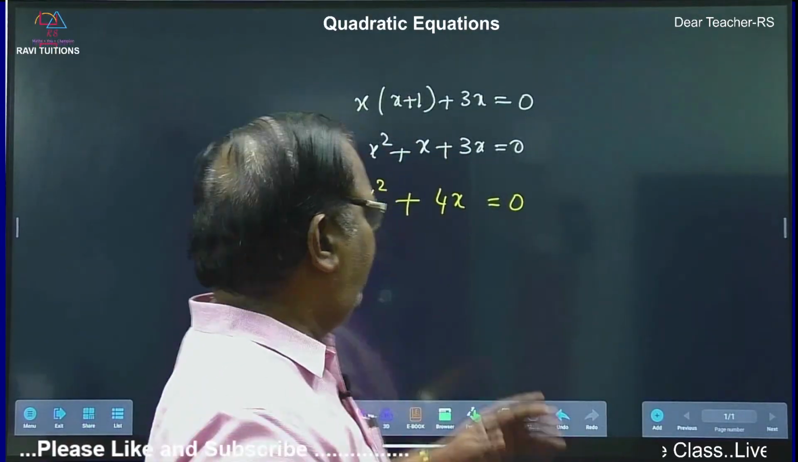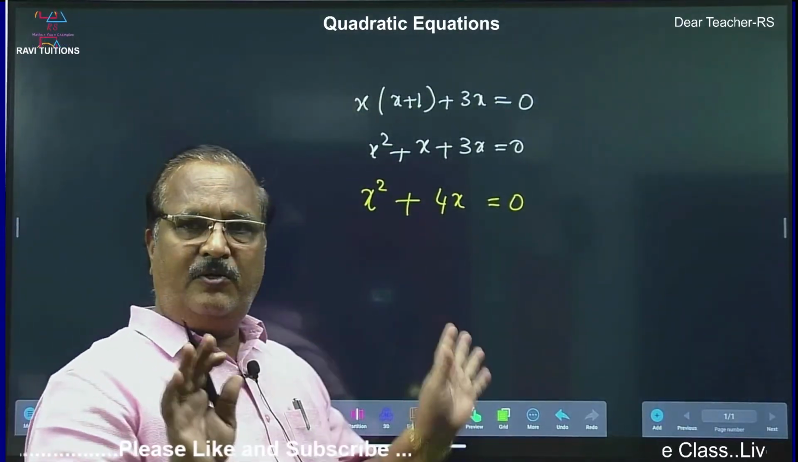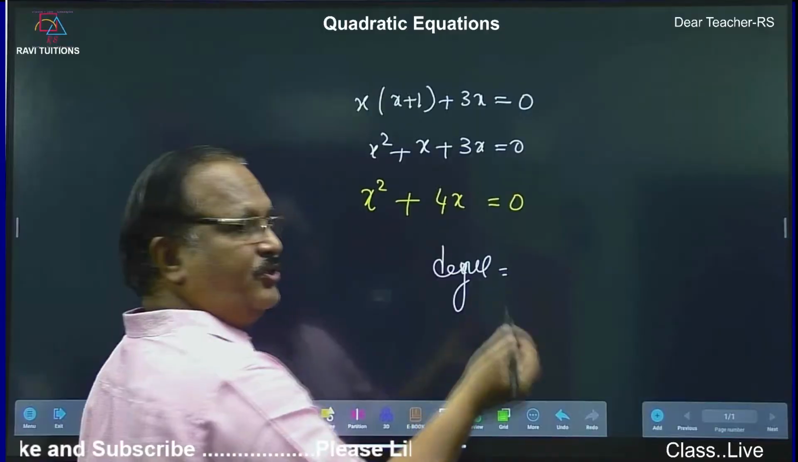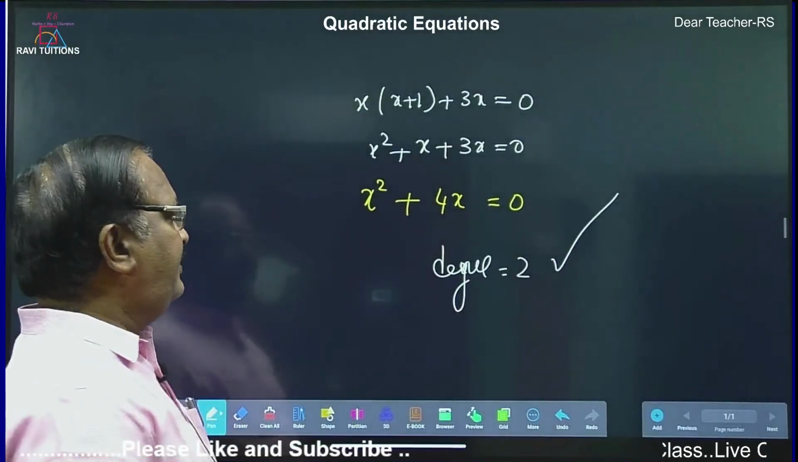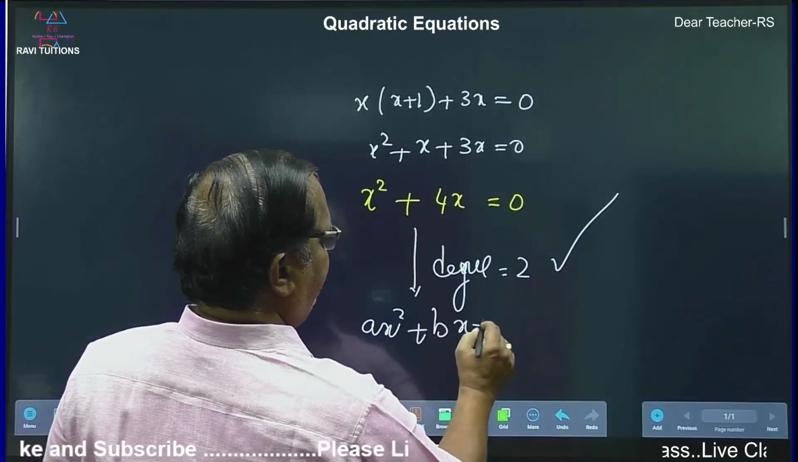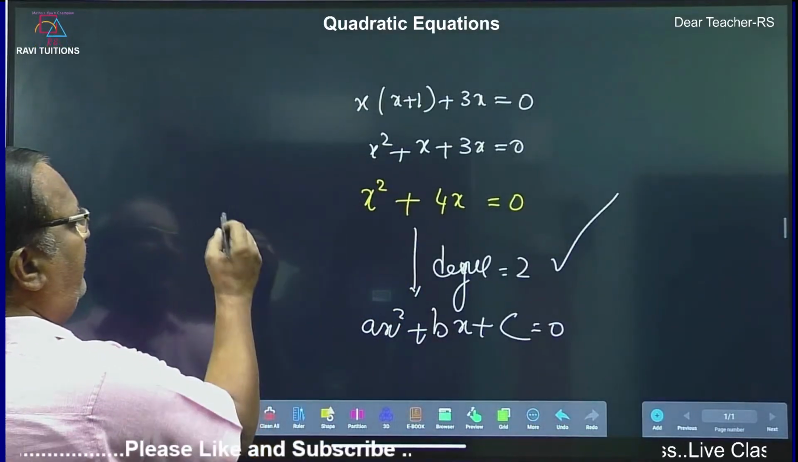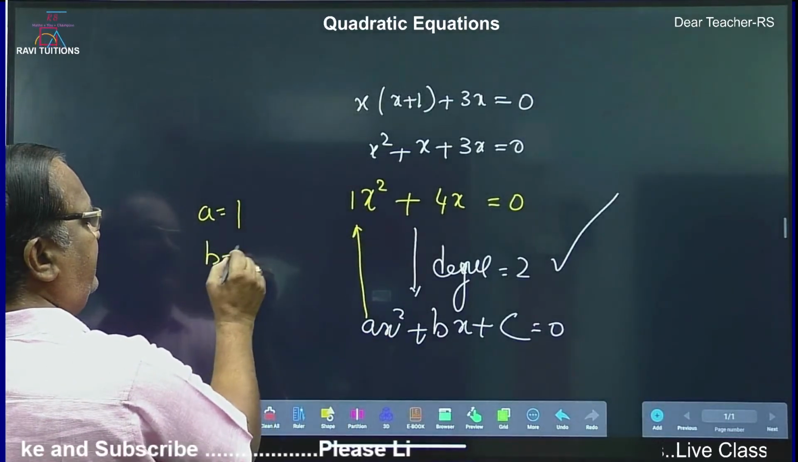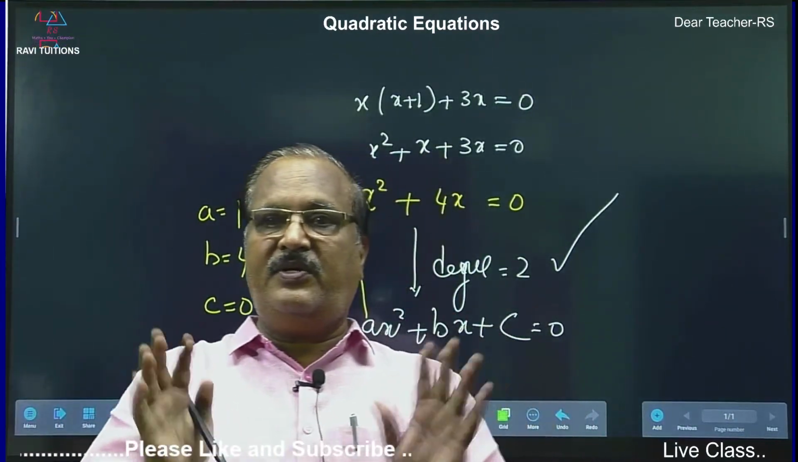So, now there is no constant term. x square term is there, x term is there. Don't bother about that, you find out the degree. The highest power is 2, therefore it is a quadratic equation. So then if you compare this with ax square plus bx plus c is equal to 0, what will be a? a is equal to 1 because there is 1, and b is equal to 4 and c is equal to 0. Okay, so it is a quadratic equation.